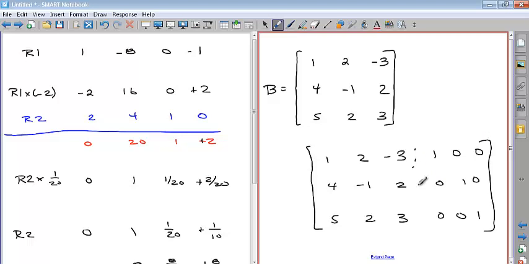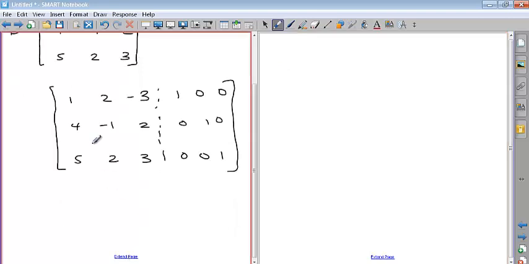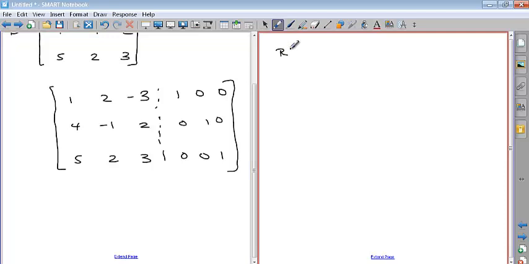Okay, so that's my augmented matrix. We've already got a 1 in the first row, so that's good. What I want to do is get a 0 here and a 0 there. So what I'll do is take row 1, which is 1, 2, negative 3, 1, 0, 0, and multiply that by negative 4. So I take R1 times negative 4.